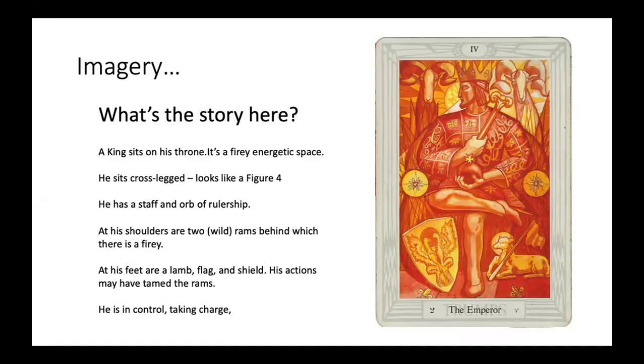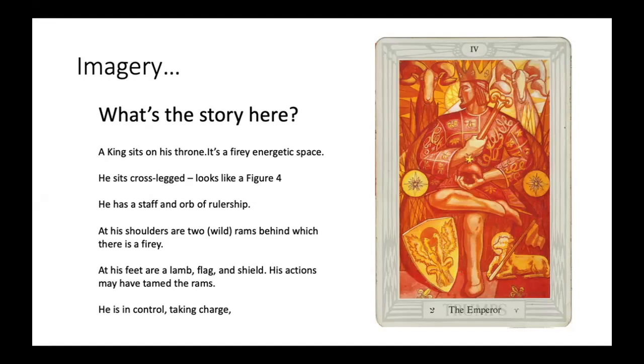As we'll see much, much later, a card called the Hanged Man is virtually a reverse image of the figure four upside down. And one of the ways to think about those two cards, just to hint at what's coming, is the Emperor is seen as control and the Hanged Man is actually lack of control. Very interesting. He has a staff and an orb of rulership, the orb with the Maltese cross.